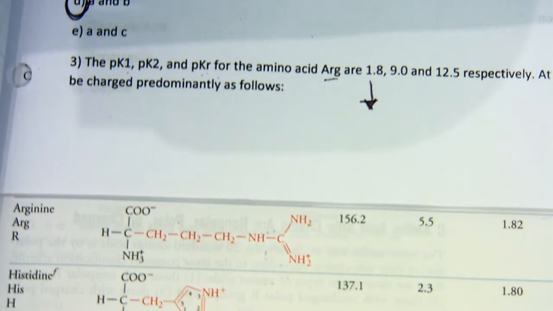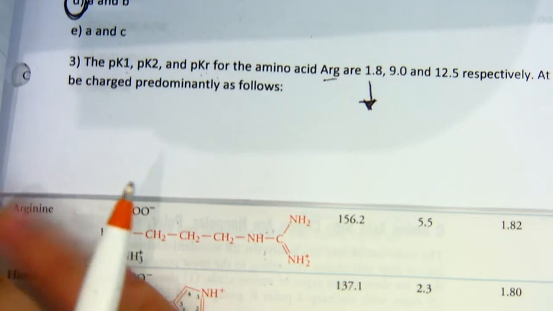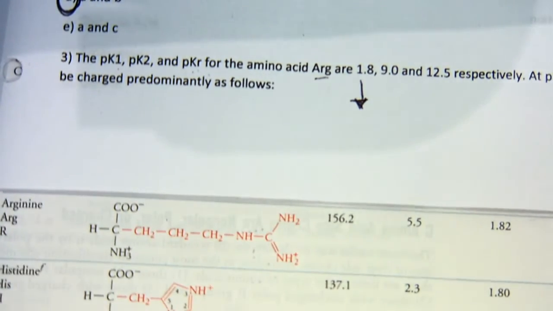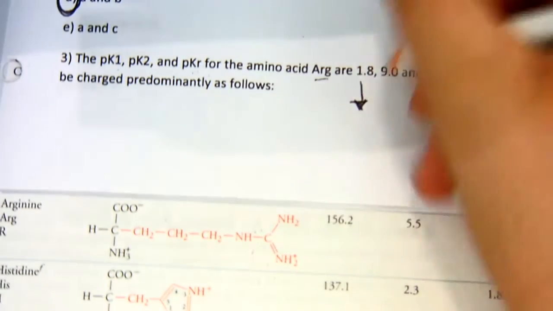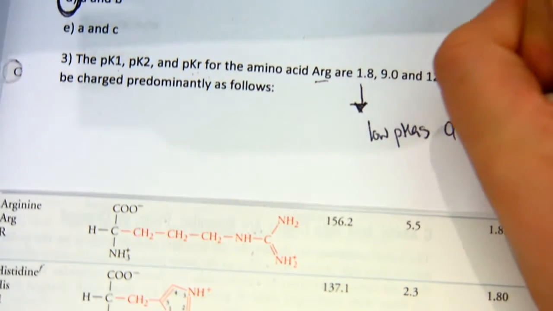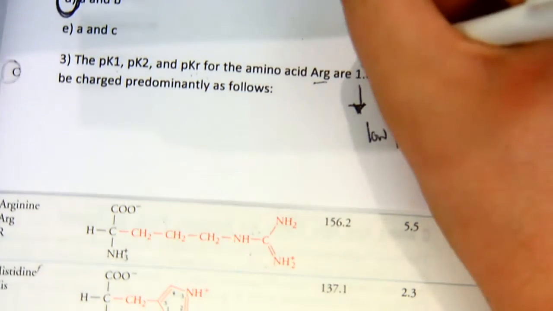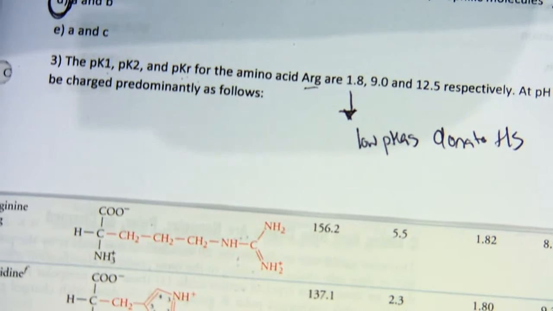So with pKa, if the pKa values are low, that typically means it's going to donate the hydrogen straight away, right? So low pKa's donate hydrogens. So if we're donating a hydrogen, that means are we going to become more negative or more positive if we get rid of a hydrogen?